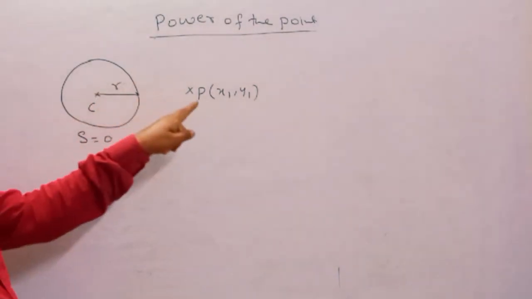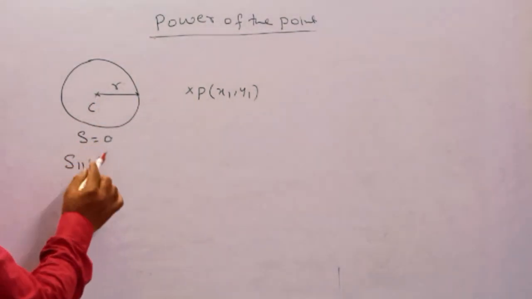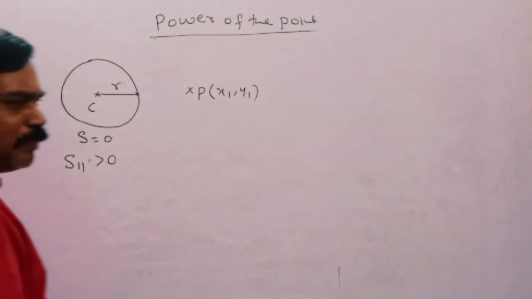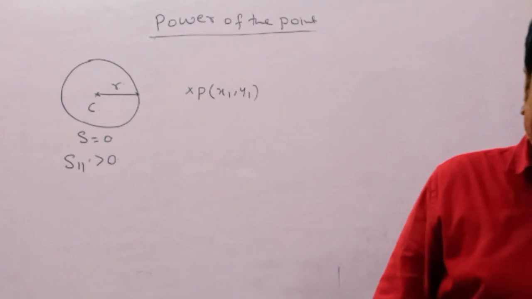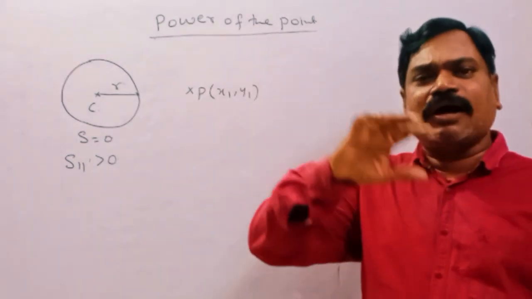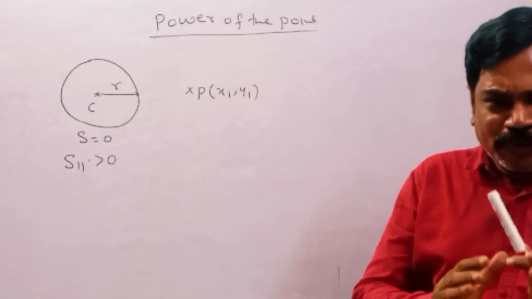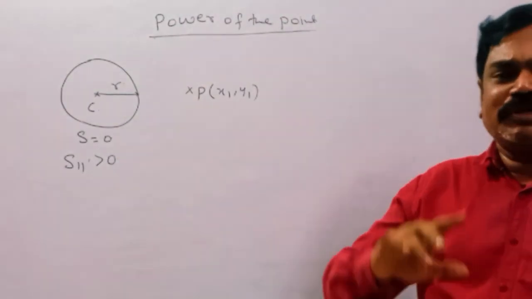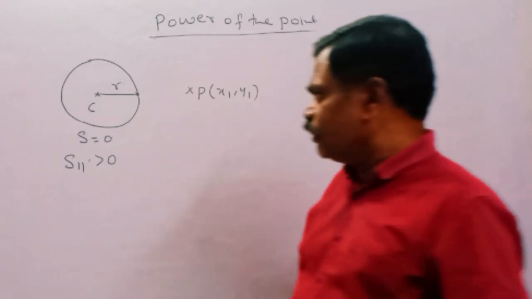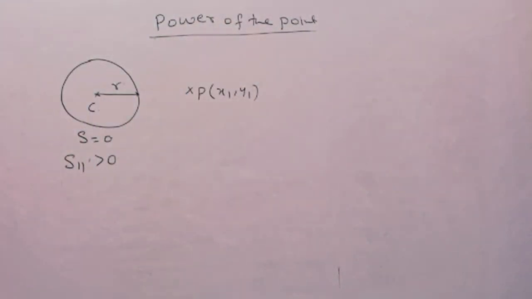If you find S11, this will be greater than 0. Greater than 0 means the point is outside the circle. The point is in the plane and outside the region of the circle. Then we say S11 greater than 0.